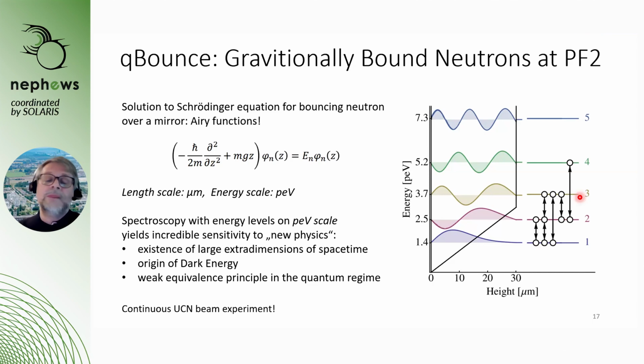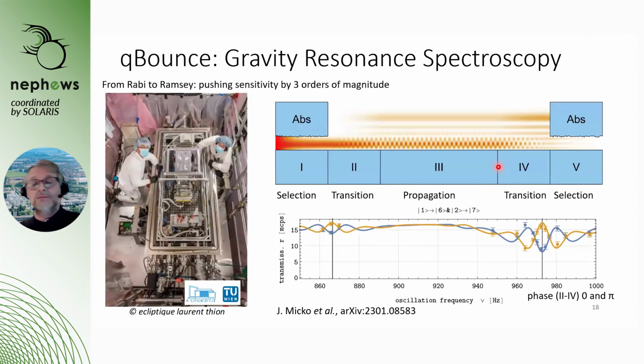Why should you want to do this? Of course, if you have interaction at short length scales, new interactions, let's say you have additional extra dimensions or additional, for example, chameleon fields, then those would shift those energy levels slightly, which you could then see in your spectroscopy measurement. And one of the most precise measurements to do this kind of thing is to use Ramsey's method, which is also used for EDMs, and explained later on. But this is the experiment Q-bounds at the PF2 beam site.